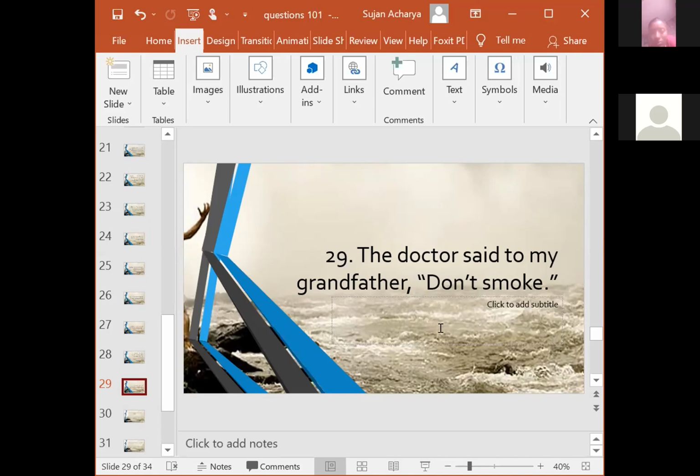Whenever you are attempting MCQ questions, first read the question. Don't look at the options for the answer, cover the options. Read the question and come up with the possible answer in your mind, and look whether the possible answer that you have conceived in your mind is there in the options or not.